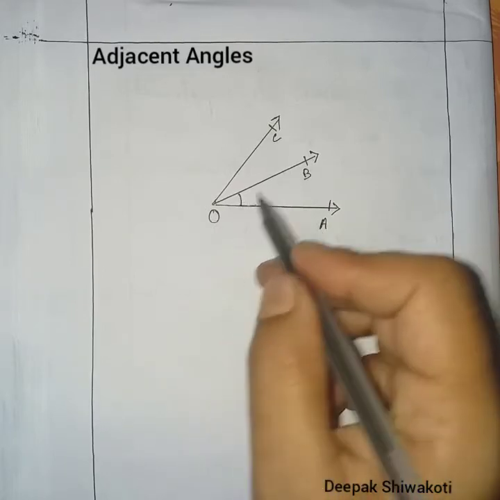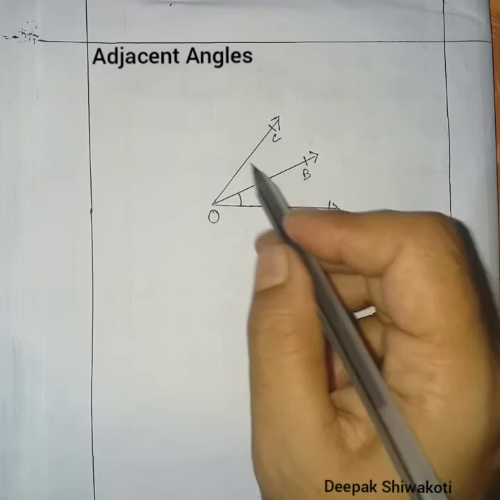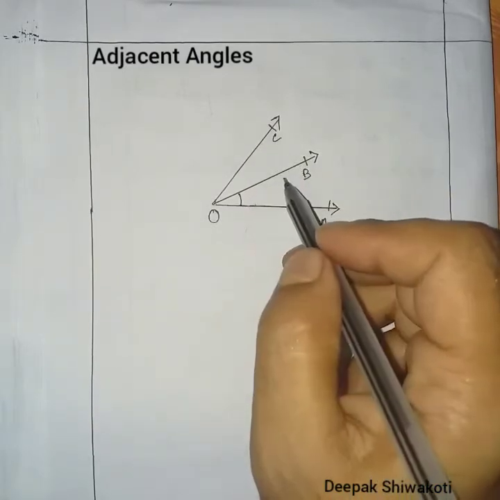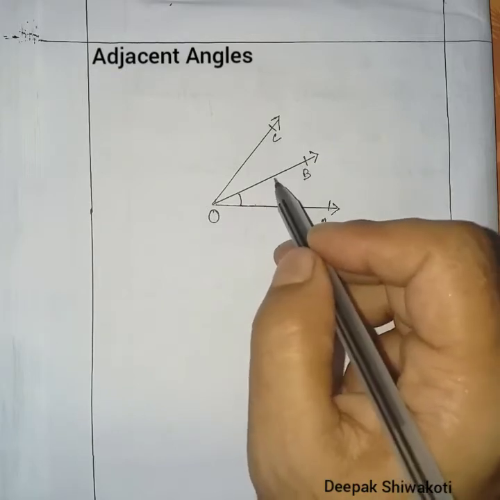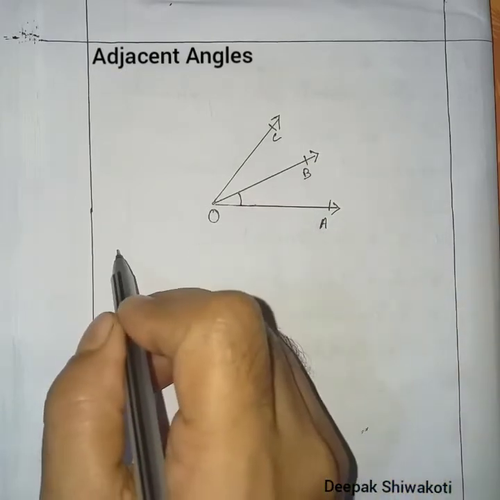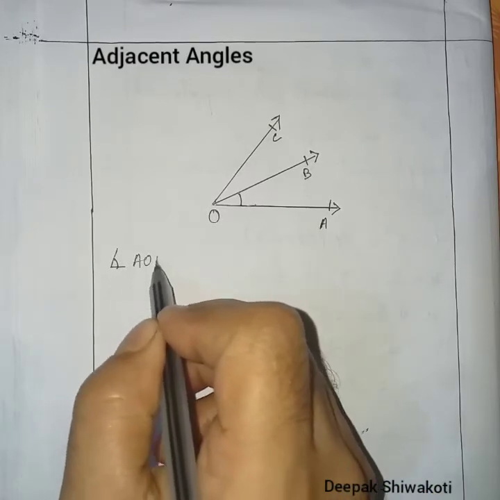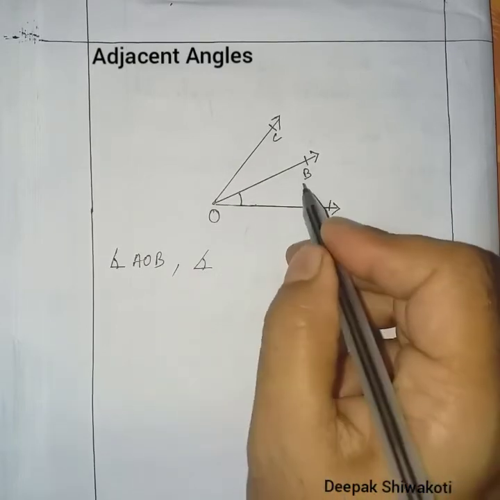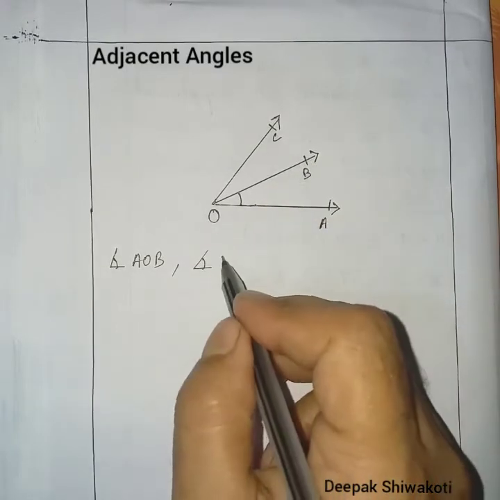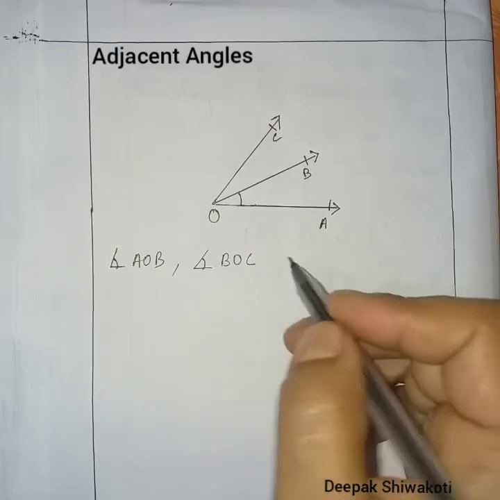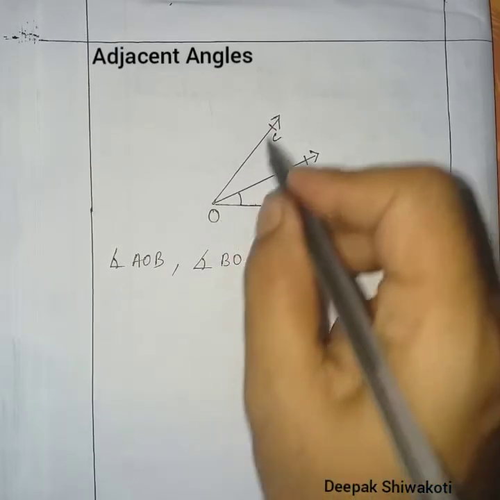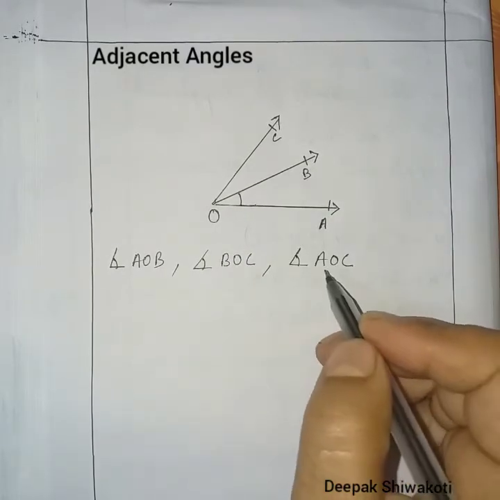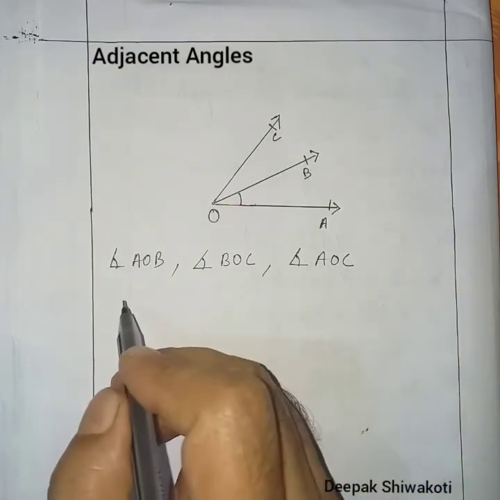AOB is one angle, BOC is another angle, and AOC is another angle. So in total here three angles are there, namely angle AOB, another angle is angle BOC, and another angle is AOC. So we are doing adjacent angles.